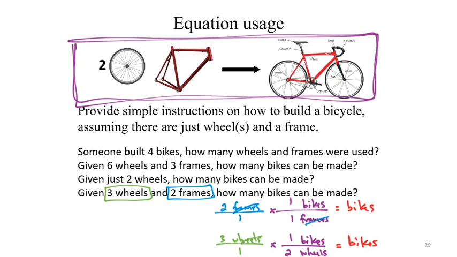Our wheels cancel. And in one case, and of course I jammed it all up on itself, we would see that we could make 2 bikes, and in the other case we would see we could make 1.5 bikes. So that means in whopping total I could make 3.5 bikes. You're right, that doesn't make any sense. You can't do that. The only amount of bikes I would be able to make would be 1, because then I run out of parts.